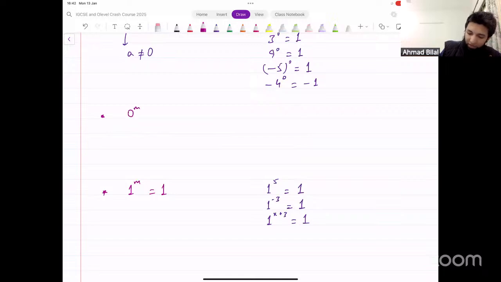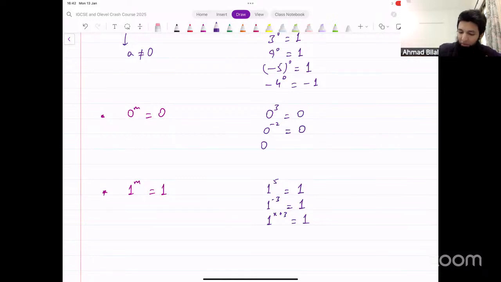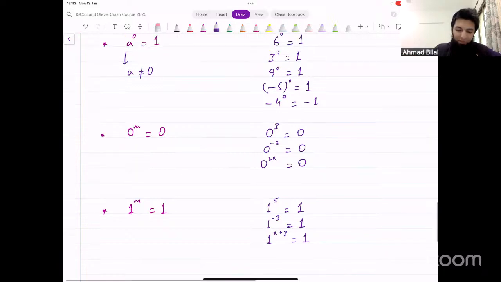0 raised to power anything is equal to 0. So 0 power 3 is 0. 0 power minus 2 is 0. You can have any power on top of 0. The result is equal to 0. Now, let's look at these two rules.